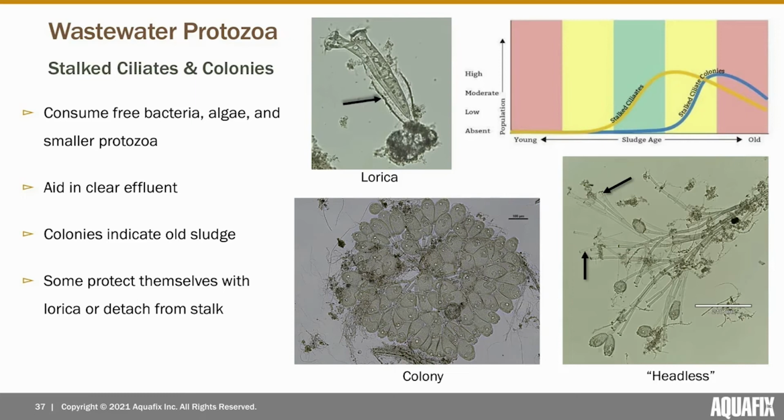Further indications that toxic conditions are present can be that stock ciliates can detach from their stalks and actually swim away to avoid unfavorable conditions, such as in the photo on the bottom right. You can see how there are a few heads remaining, but most of those stalks don't have one.